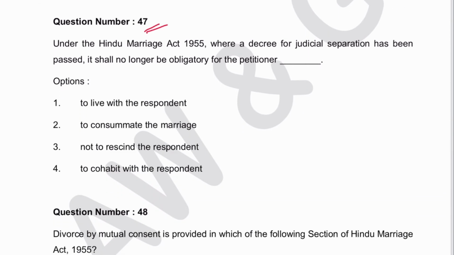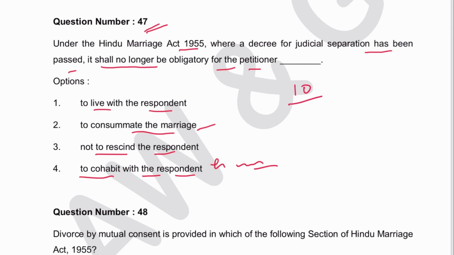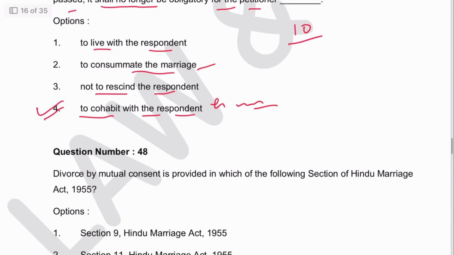Next, 47. Under the Hindu Marriage Act, where a decree for judicial separation has been passed, it shall no longer be obligatory for the petitioner to live with the respondent or to consummate the marriage or to cohabit with the respondent. It includes living plus consummation. This is the wording of section 10. Alright, so 4 is the answer.